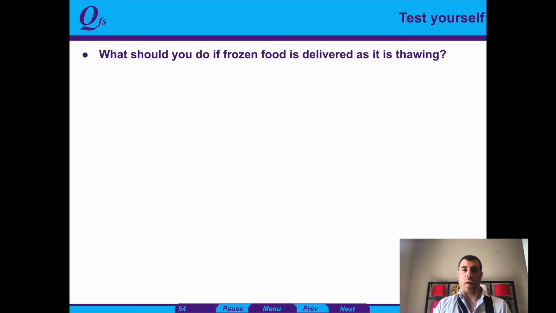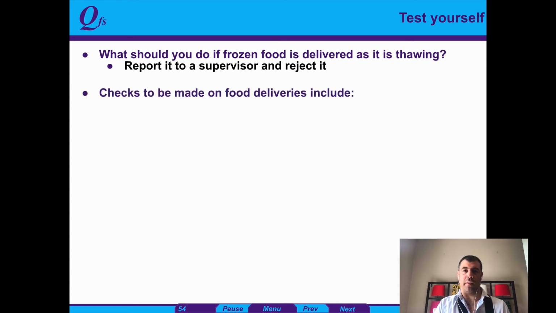What should you do if frozen food is delivered as it is thawing? You will report it to the supervisor and reject it. So you will report it to the supervisor, who will then make the decision to reject it. And as I've mentioned previously, you need to keep a documented trace that you have rejected the delivery.